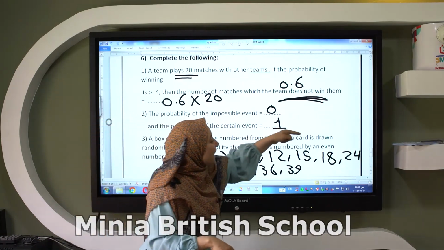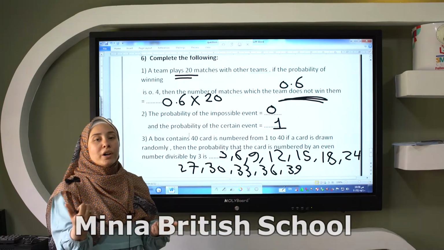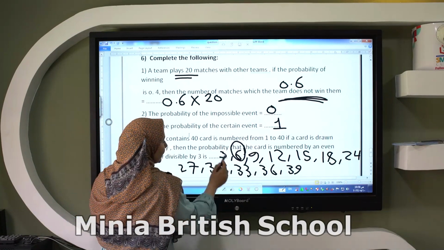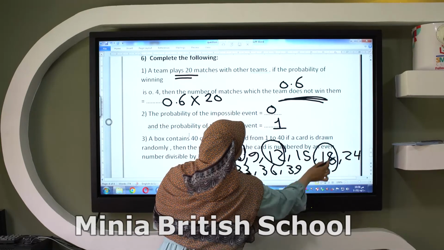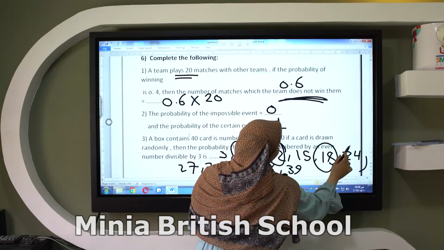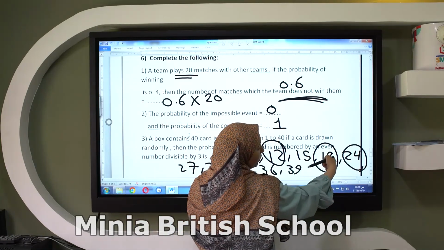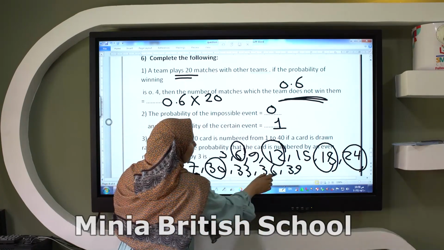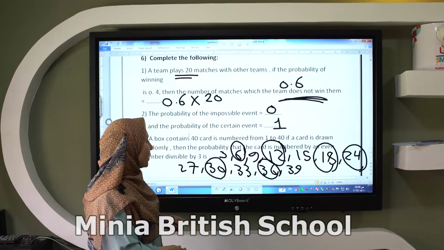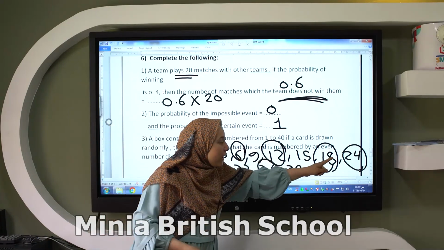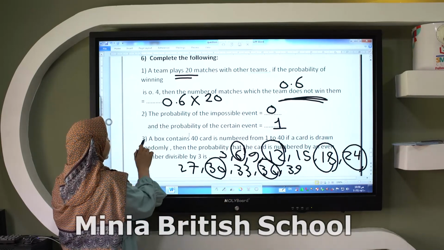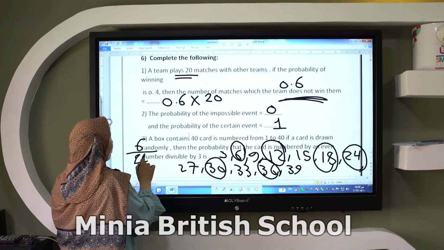No. It is an even number divisible by 3. Okay, so the even numbers are only 6, 12, 18, 24, 30, 36. The number of them is what? 1, 2, 3, 4, 5, 6. 6 numbers, so the probability is 6 over 40.